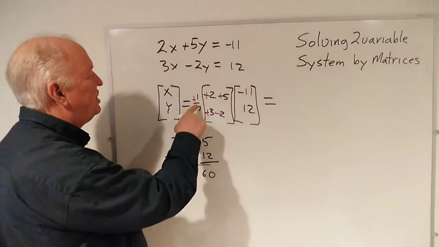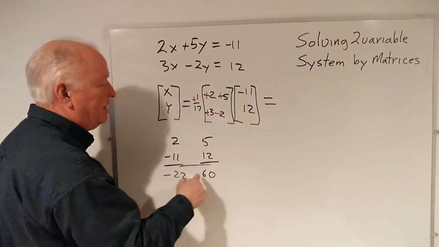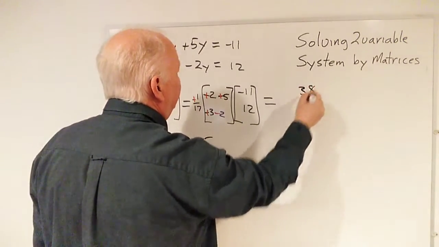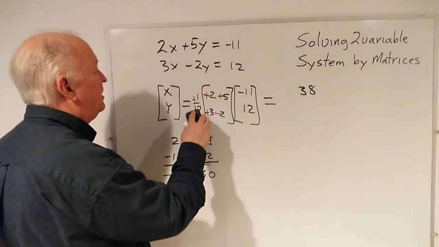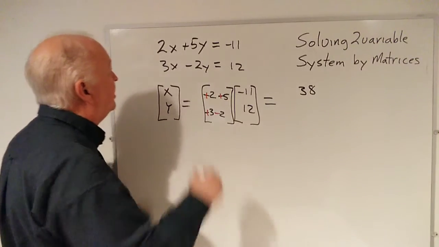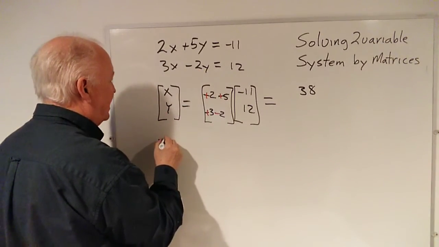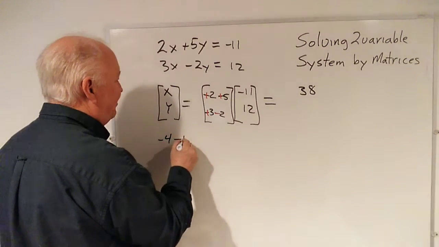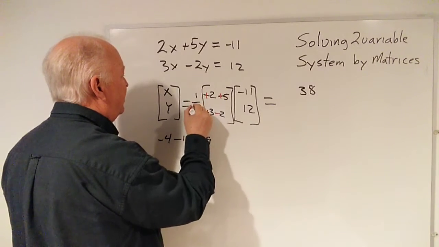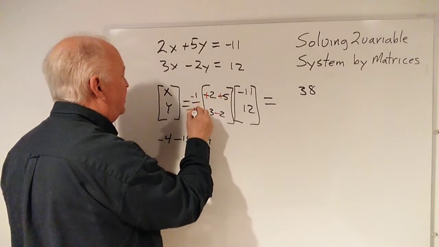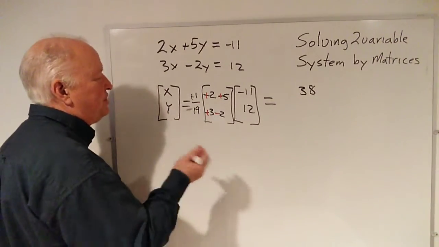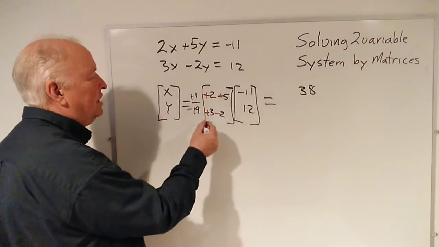I made a mistake on the determinant. That's what my problem is. Okay, so this is equal to 38, and I calculated my determinant incorrectly. Let's redo it. -2 times 2 is -4, minus 15, which is -19. So this was 1 over -19, and we made it positive, 1 over 19. I'm glad I caught that mistake. I don't have to redo the whole video over.